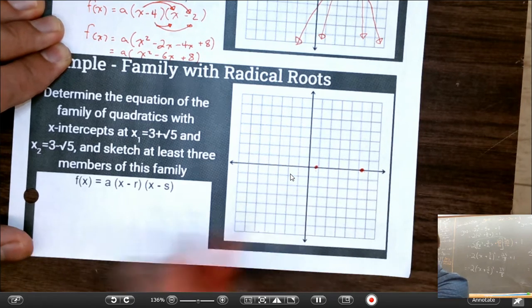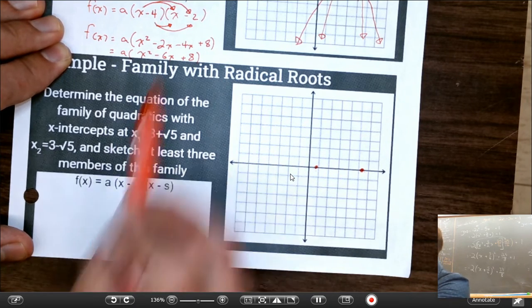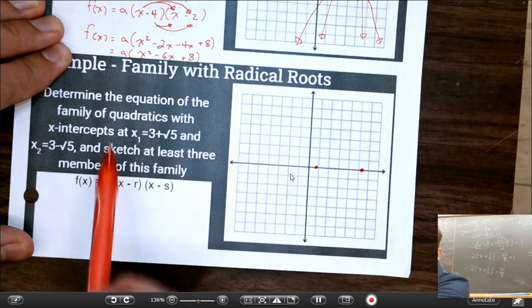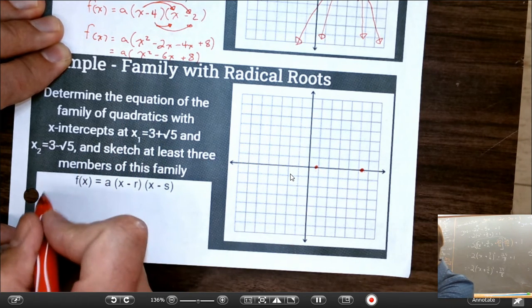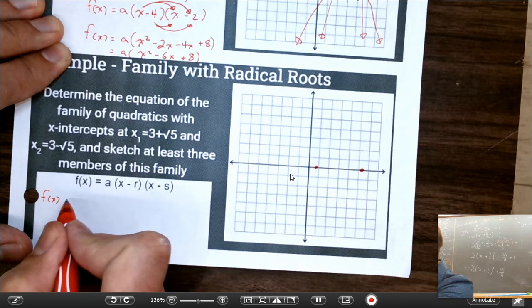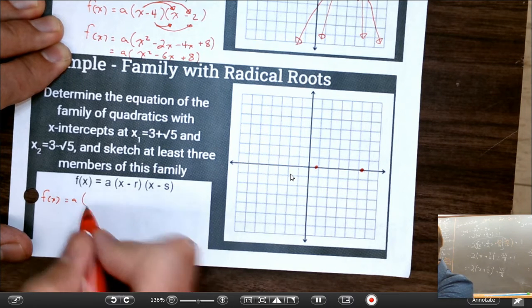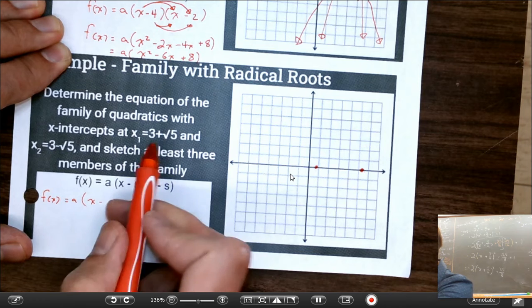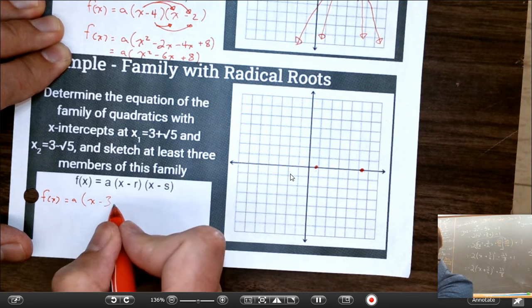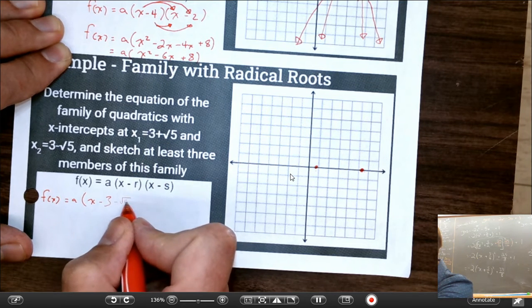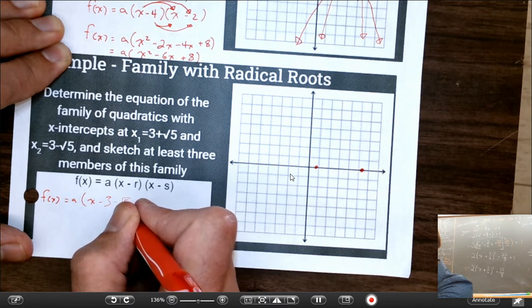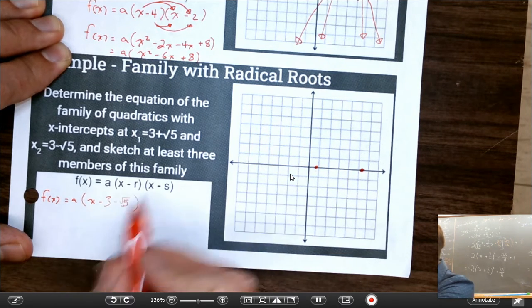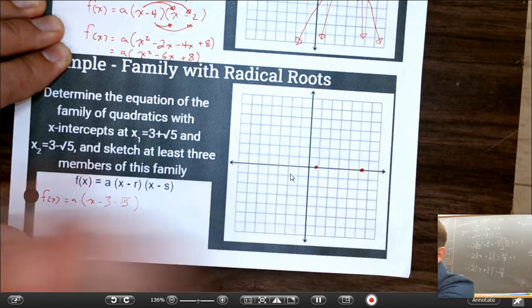Okay. Now, how am I going to do that here? Well, I do the same thing as I did up there. It's just more complex now. I have to put in this and that. So let's go over here. F of x is equal to a multiplied by x minus the first root, minus 3 minus root 5. Oh my goodness, am I running this pen into the ground too? Okay. Minus both of them because I have to subtract both of these.